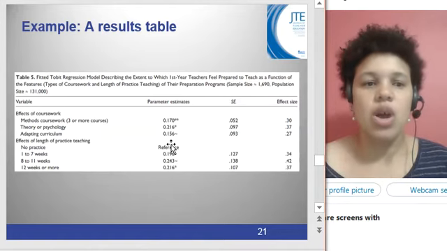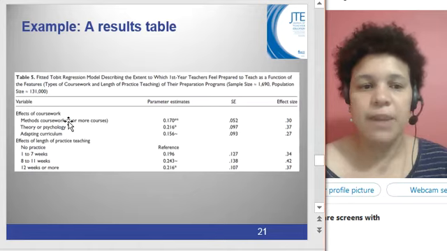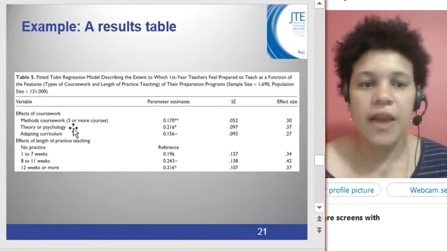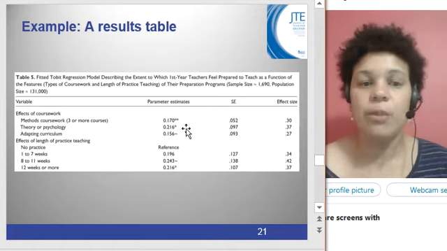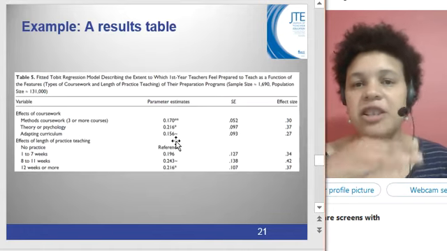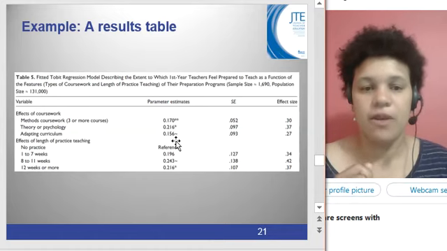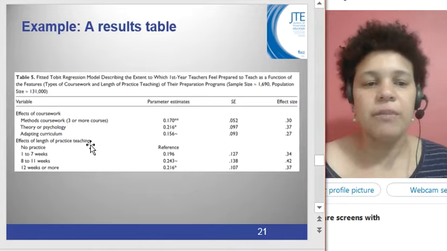Okay, so I found, as you see, there's some asterisks by the number associated with the methods. I found that methods coursework mattered for feelings of preparedness. I also found that theory or psychology courses mattered. There's an asterisk there too for feelings of preparedness. Courses on adapting curriculum, there's a little tilde, which for my study meant they may have mattered for feelings of preparedness.